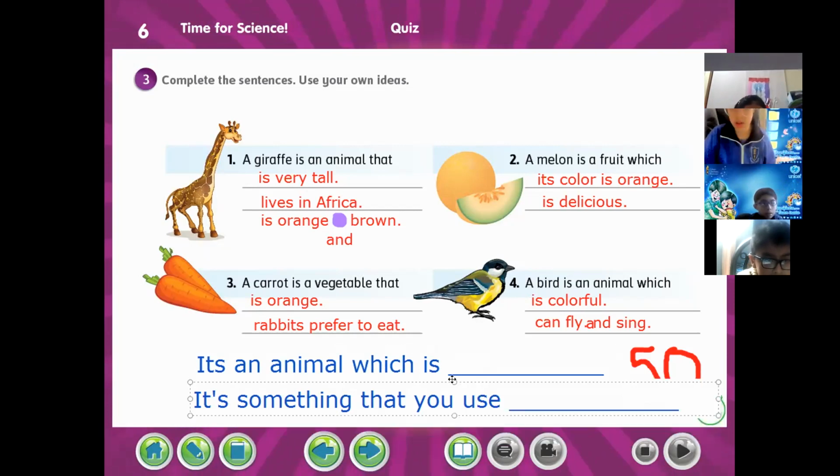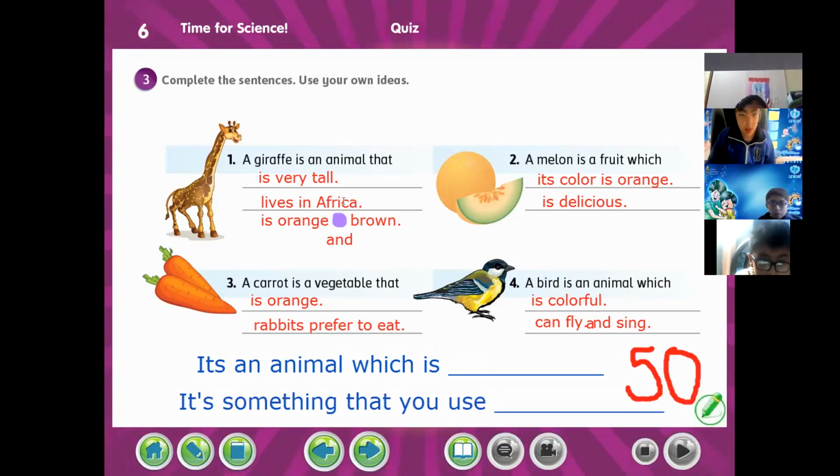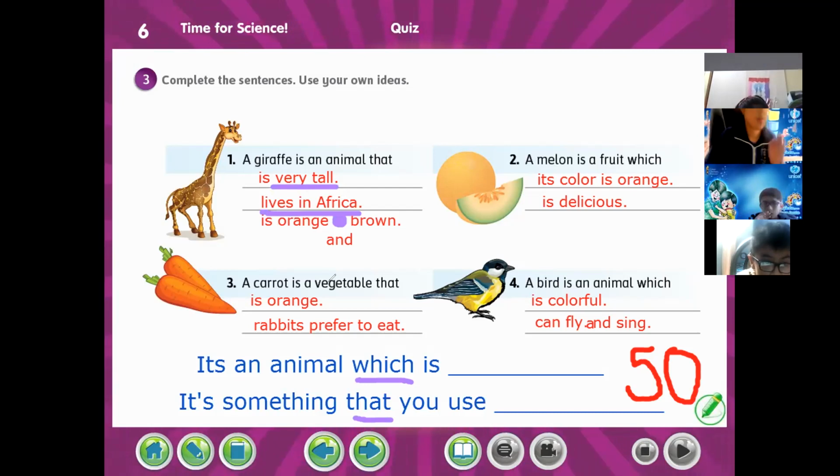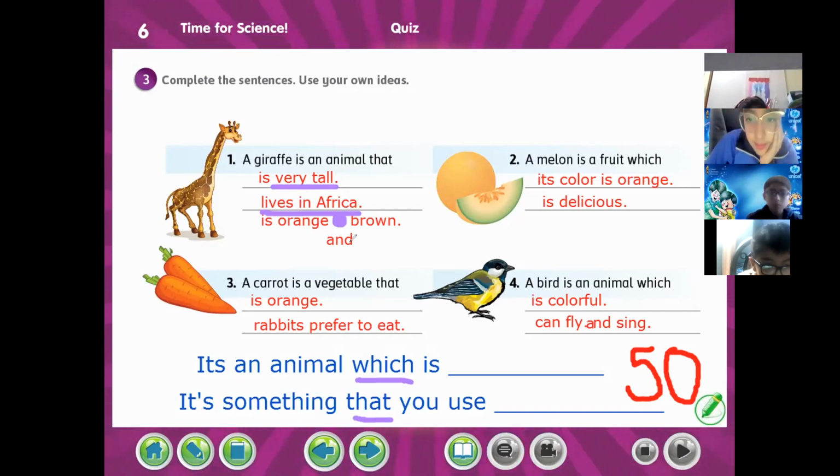But please use the grammar, okay? Which and that. These are only models. You can use this to create your riddle. You can say it's an animal which is very tall and lives in Africa. Its color is orange and brown. You see? Please go to the chat and tell me your riddle, okay? Please go to the chat, think of one riddle. Use which and that, which and that.